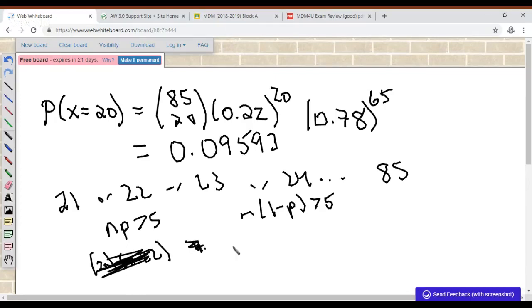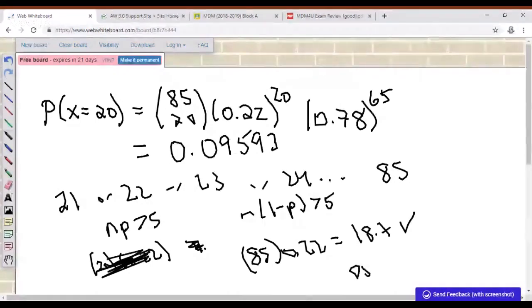85 is n. We're planting 85 seeds. So 85 times 0.22 is 18.7. That is greater than 5. And then 85 times 0.78, probability of failure, is 66.3. That is also bigger than 5. So we are allowed to use the normal approximation method. Just a reminder that you have to show those tests to get full marks. So now that we know that we're allowed, let's do the calculations.